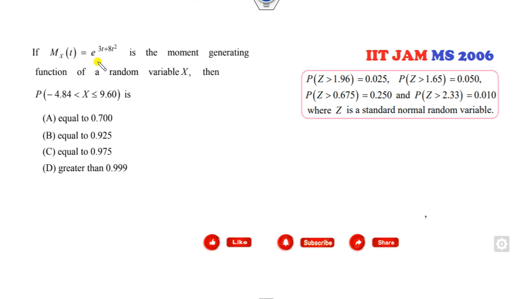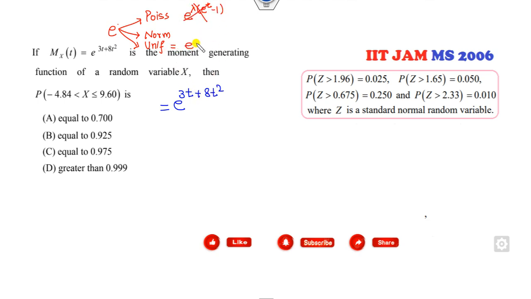Look at this one. The moment generating function is given to be e raised to power 3t plus 8t square. How do you remember that? Remember, whenever there is an exponential part, there are three kinds of moment generating function. One is the Poisson distribution, second is the normal distribution, third one is the uniform distribution. But whenever you are talking about the Poisson distribution, it is again in the exponential part, but it is not here. So this option is cancelled.